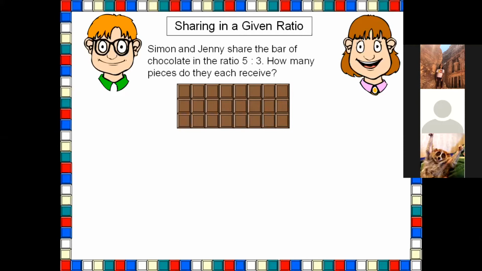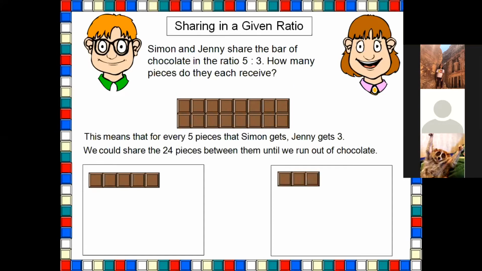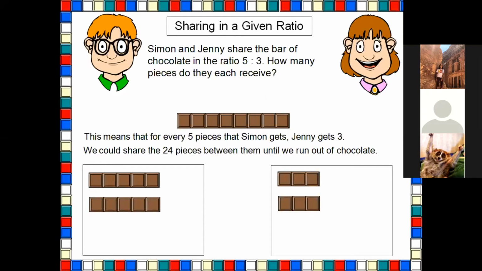Now, if you look at the bar of chocolate, how many small pieces are there? If you count them all, there are 1, 2, 3, 4, 5, 6, 7, 8 times 3, 24 small pieces. So the total parts are 24. Look, the ratio 5 to 3 means that for every 5 pieces that Simon gets, Jenny will get 3. So we're going to cut the chocolate until we run out of chocolate. Look, 5 pieces to Simon, 3 to Jenny.